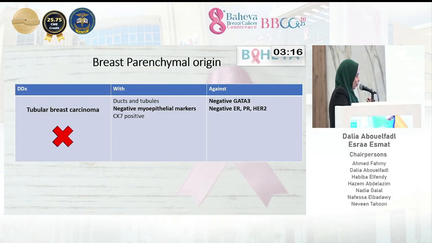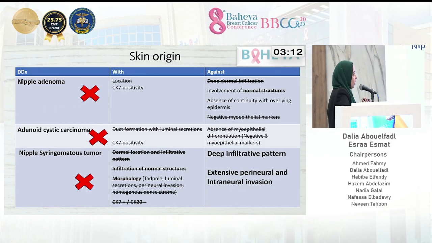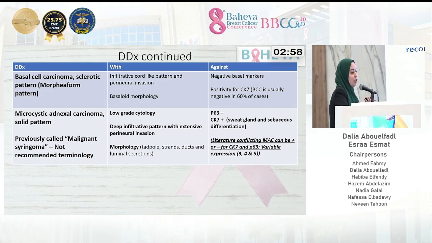نرجع تاني للجدول بتاع الـdifferentials. احنا أوريدي استبعدنا إنها tubular carcinoma، احنا مش breast parenchyma. و at this point احنا خلاص كنا مستبعدين nipple adenoma وadenoid cystic، بس الـnipple syringoma كانت still معانا. however الـdeep infiltrative pattern والـextensive perineural والـintraneural invasion argue against إن دي nipple syringoma. اتبقى معانا two differentials، دول بقى الـbasaloid morphea form pattern بسبب الـpalisaded architecture اللي شفناه من شوية ده، والـmicrocystic adnexal carcinoma.